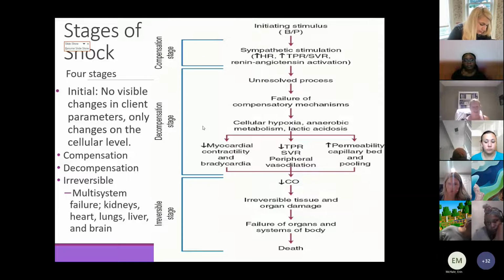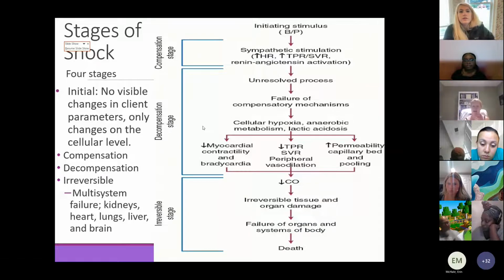Then the decompensation stage is basically the body tries to compensate, but nothing happens. So the process still continues. Nothing really gets resolved. None of those compensatory mechanisms work. And then because of the decreased blood flow and the hypoxia to the body, we're going to see all these initial changes: cellular hypoxia, anaerobic metabolism, all of this stuff. And it's going to continue until we have organ failure.